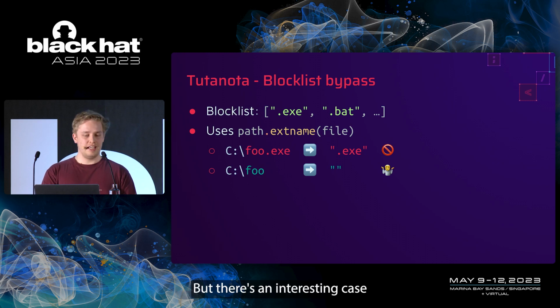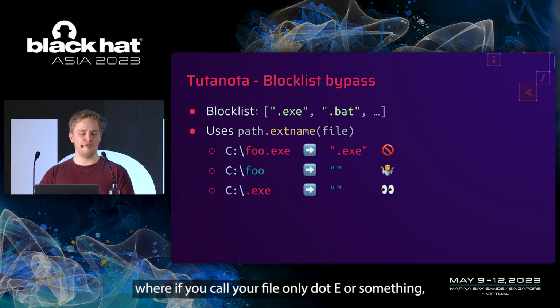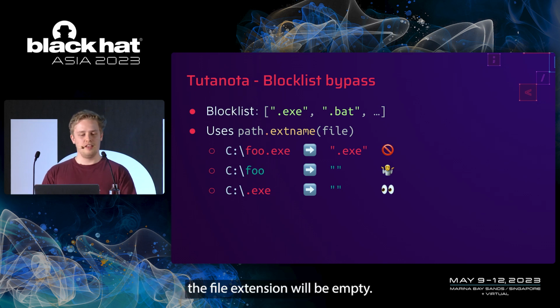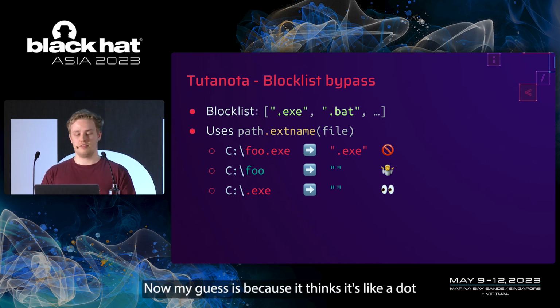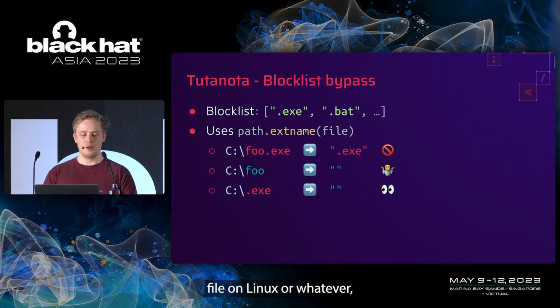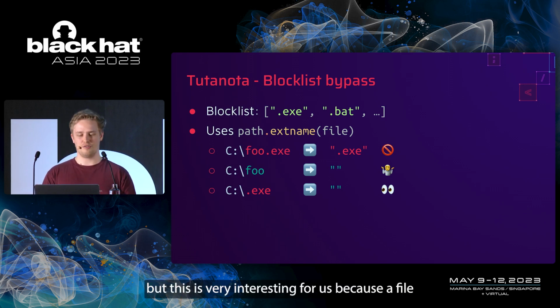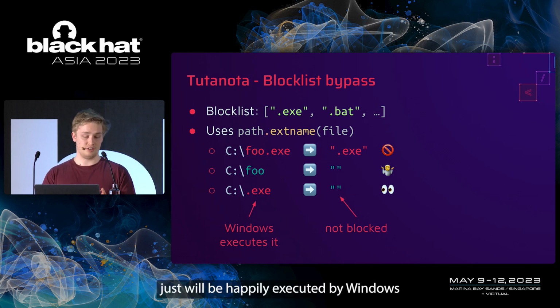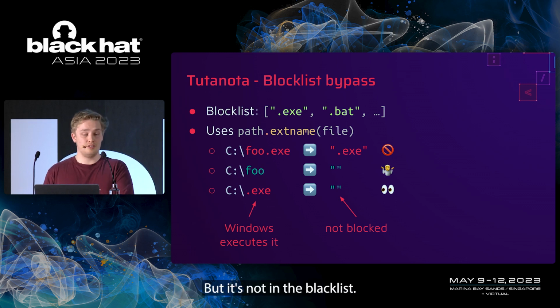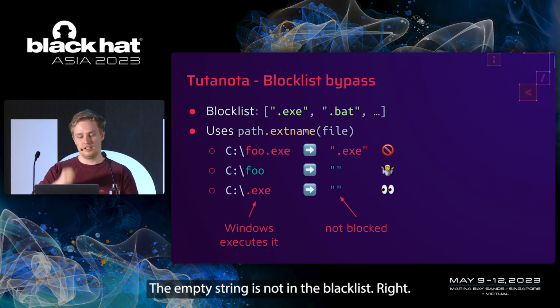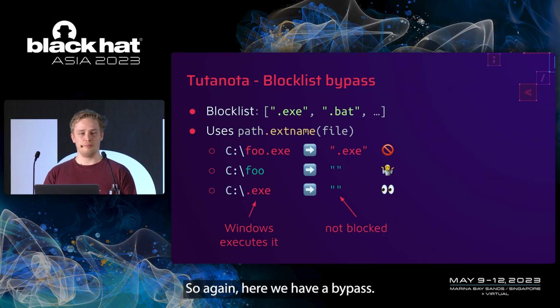But there's an interesting edge case where if you call your file only .exe or .something, the file extension will be empty. My guess is this is because it thinks it's like a dot file on Linux or whatever, but this is very interesting for us because a .exe file that's called just that will be happily executed by Windows if you double-click it or use the open call, but it's not in the block list. The empty string is not in the block list, right? So again, here we have a bypass.